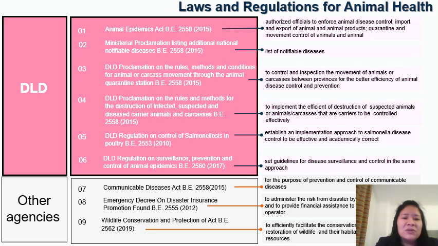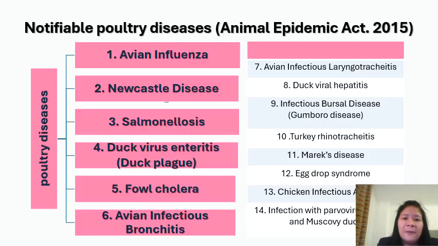It is also important that we have laws and regulations from other relevant agencies related to HPAI, such as in public health and also in wildlife, in number 7 and number 9. And in terms of compensation, it's very important that there is an emergency decree on disaster insurance promotion fund, so that you will get funded if your animal is killed.